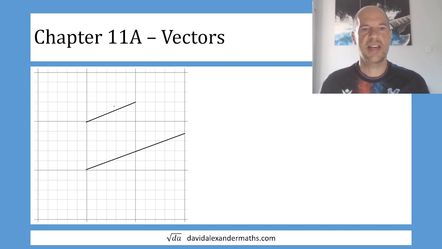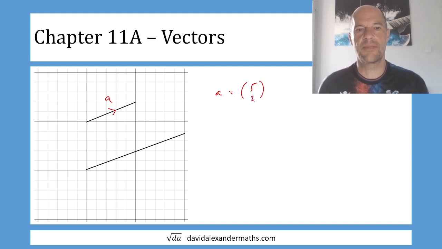Okay, so let's say that this line here is vector a. So vector a, that is 1, 2, 3, 4, 5 to the right, so I can write that as 5 and 2 up. Now, from this point here to this point here, that looks like a vector a as well because it's 5 along and 2 up. And from this point to this point, well, that is another vector a because it's another 5 along and 2 up.